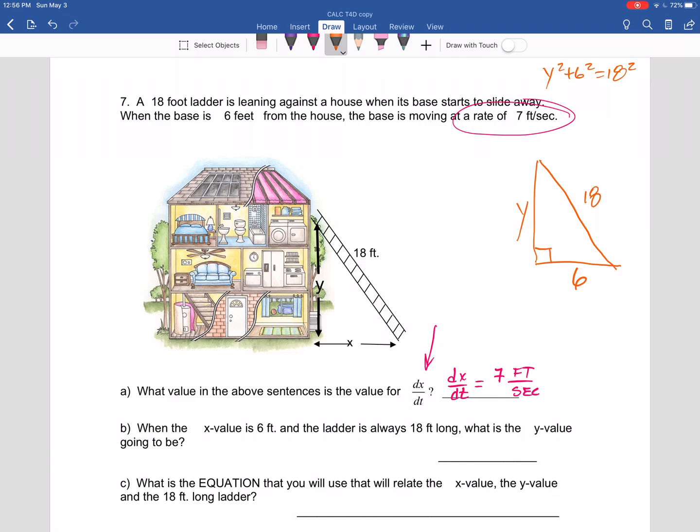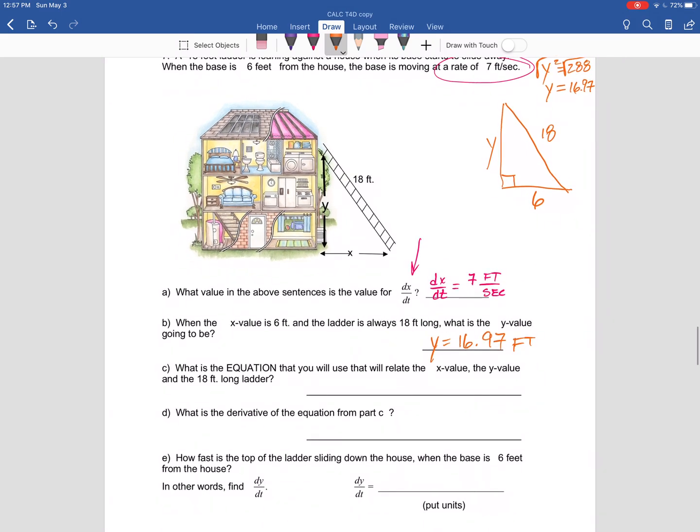Minus 6 squared here, minus 6 squared here. Y squared equals 288. Take the root, take the root. Here's my y value. My y value is 16.97. Okay, so y equals 16.97 what? Yeah, feet.